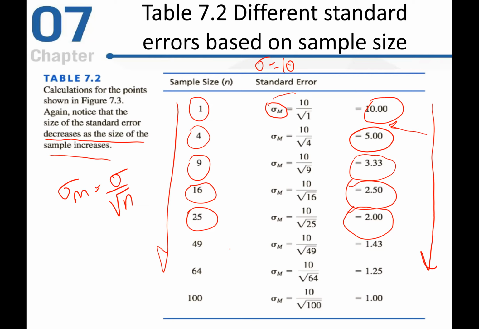But as you can see, it doesn't get much lower the larger the sample size gets, right? The difference between a standard error of 2 and 1.43 is small. It's not like when we went from a sample size of 1 to a sample size of 4, which halved it. As we make the sample size larger, the standard error gets smaller, but by less and less amounts, right?